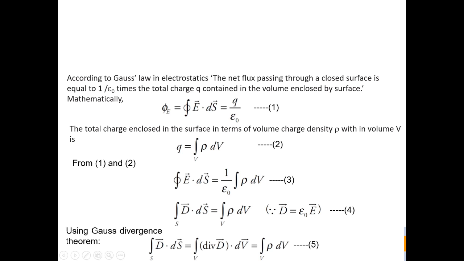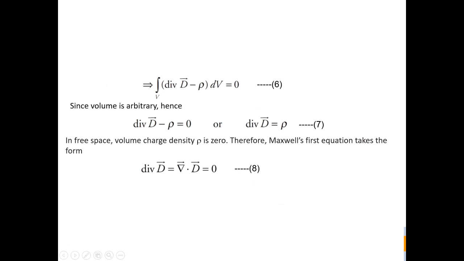Now, since on both sides we have the volume integral, we can bring rho dV onto the left hand side, and club it under the same integral. So we have the volume integral of (divergence D minus rho) dV equals 0. Now, since the volume is arbitrary, the integrand on the left hand side should vanish. That is, divergence D minus rho equals 0, or divergence D equals rho. So this is Maxwell's first equation.